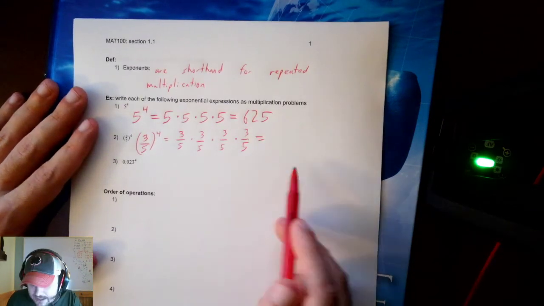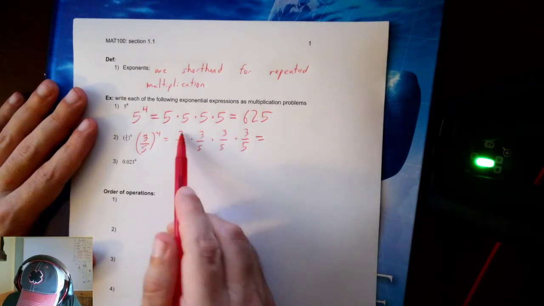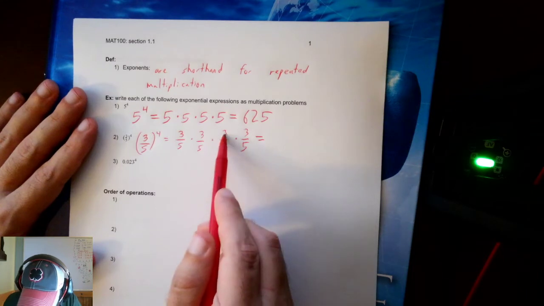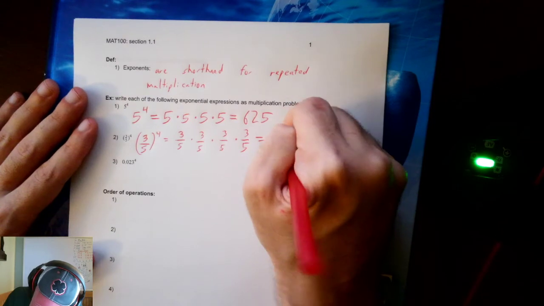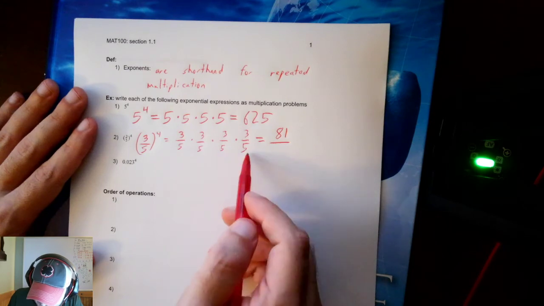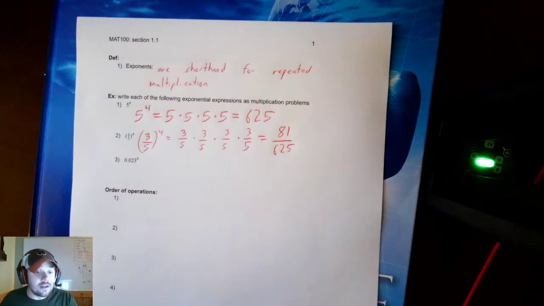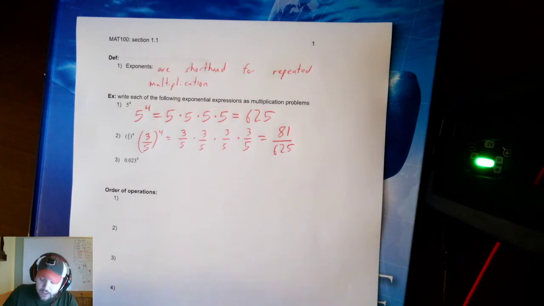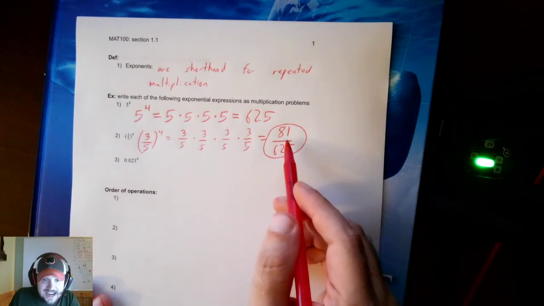Now, if I want to multiply this, we multiply straight across the top. 3 times 3 times 3 times 3. 3 and 3 makes 9. Times 3 is 27. 27 times 3 is 81 in the top. Over 5 times 5 times 5 times 5. We just said 5 times 5 times 5 times 5 is 625. And that might take a little bit of convincing, but that is in simplest terms. That will not reduce. So we can circle it up. 3/5 to the 4th power is 81 over 625.